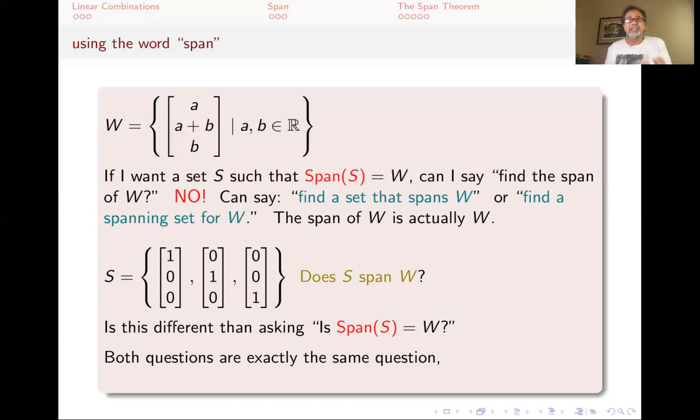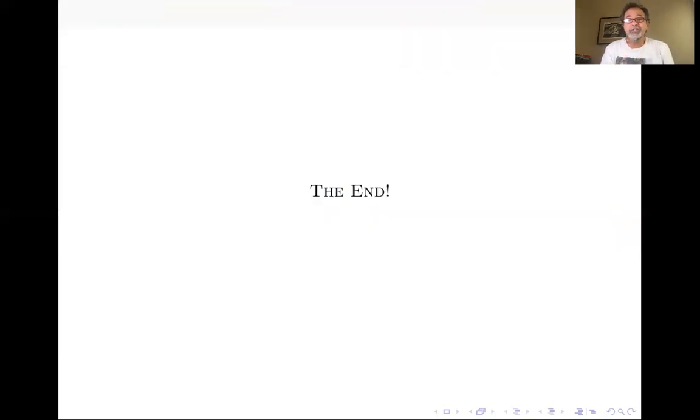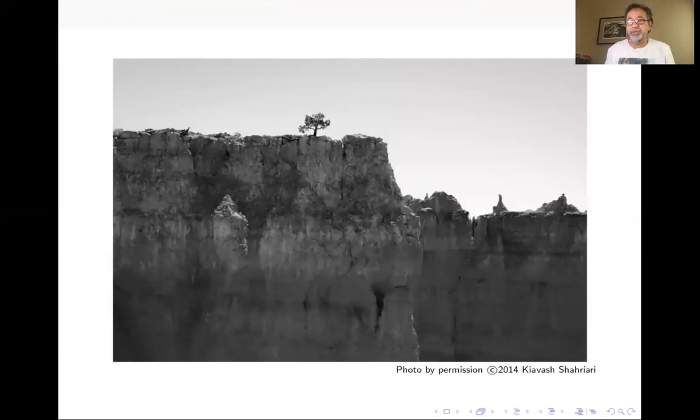That's a little bit different from the way we might want to use the word span from an English language point of view. But these questions in math are exactly the same question, and the answer to both is no. The answer is no, because the span of S is R3 and not W. So S does not span W, S spans R3. Okay, I'm done with this lecture, and I will see you next time when we talk about linear independence.